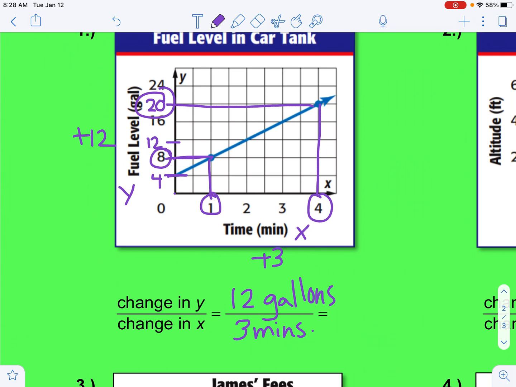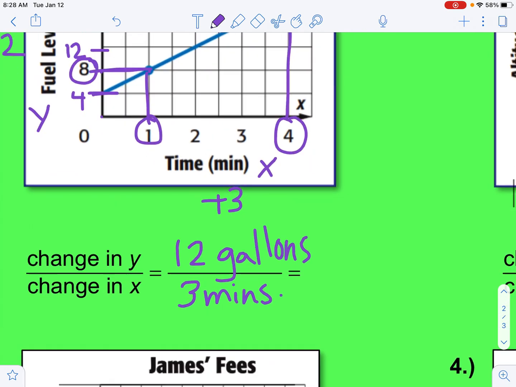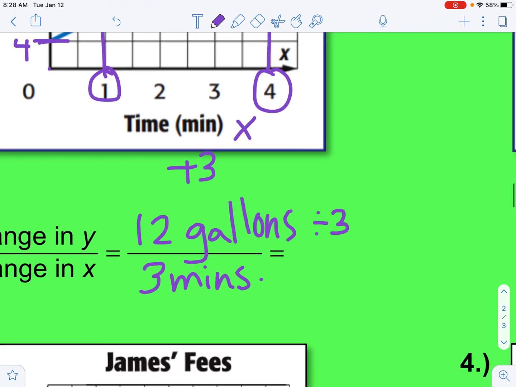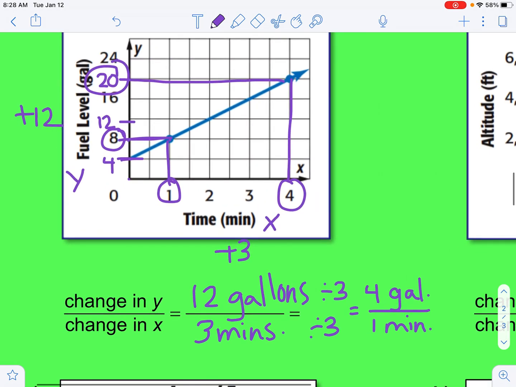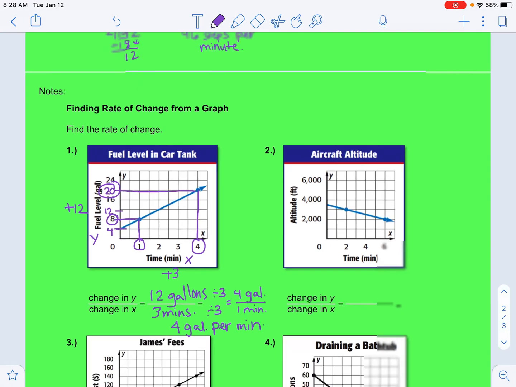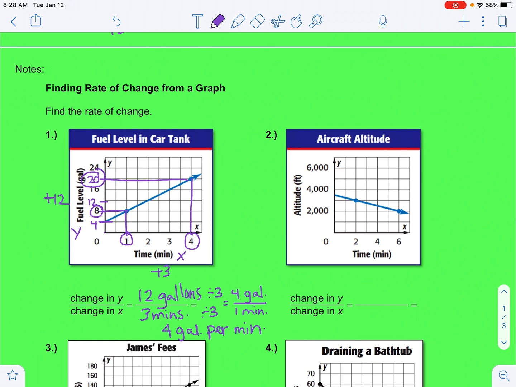Alright, and then we know we can simplify both of those numbers. We can divide both of those numbers by 3, so go ahead and do so. 12 divided by 3 is 4 gallons. 3 divided by 3 is 1 minute. So our fuel level is 4 gallons per minute. And that is our rate of change for number 1.